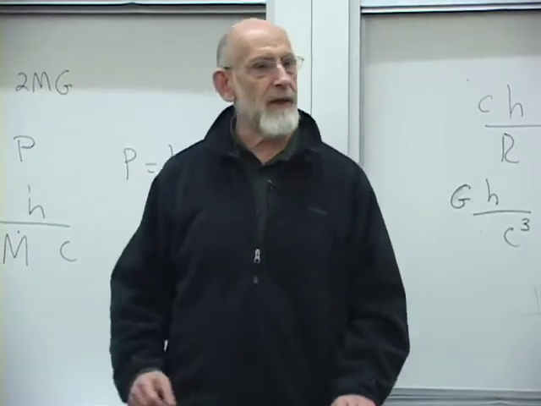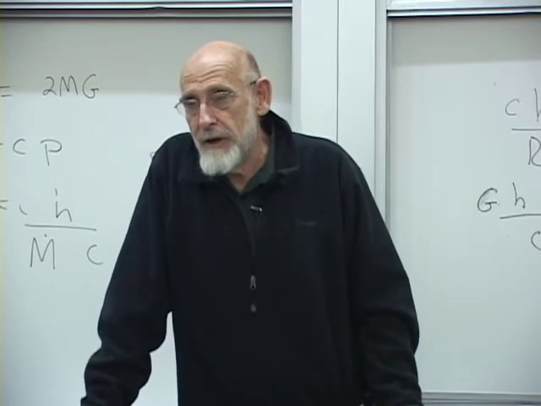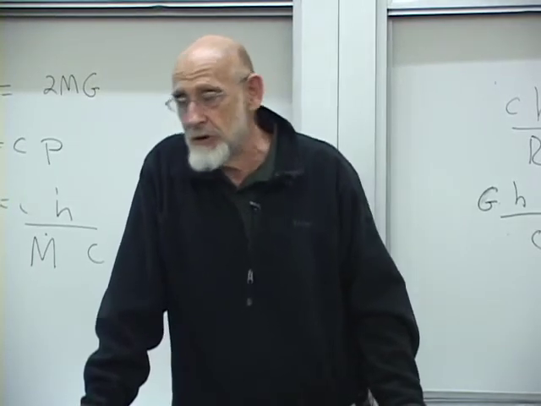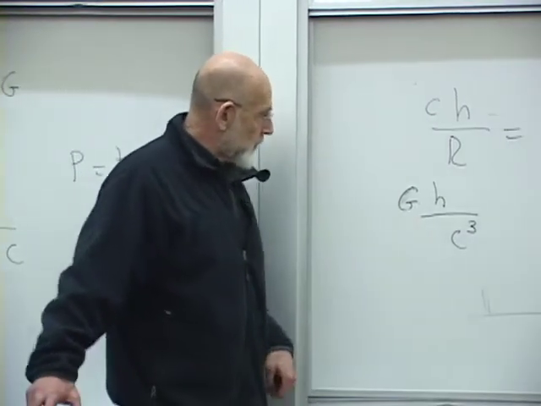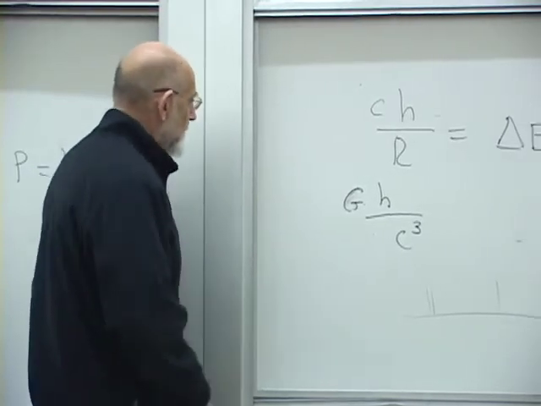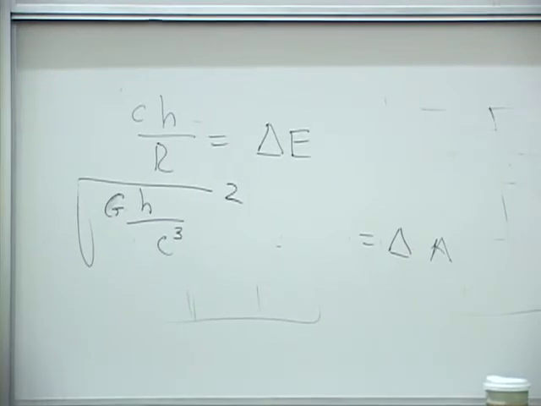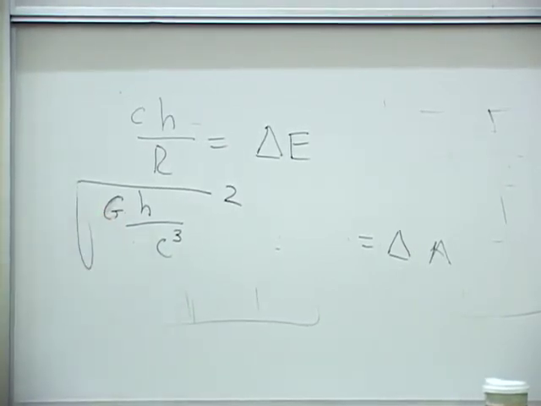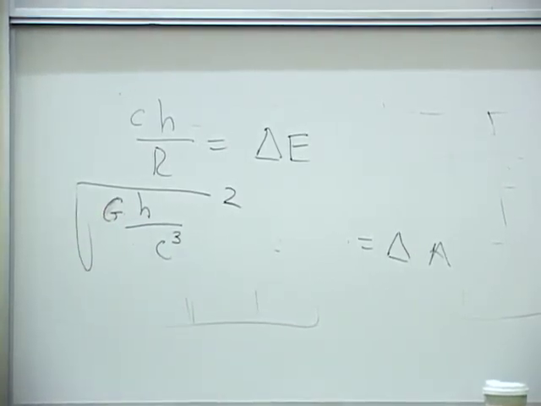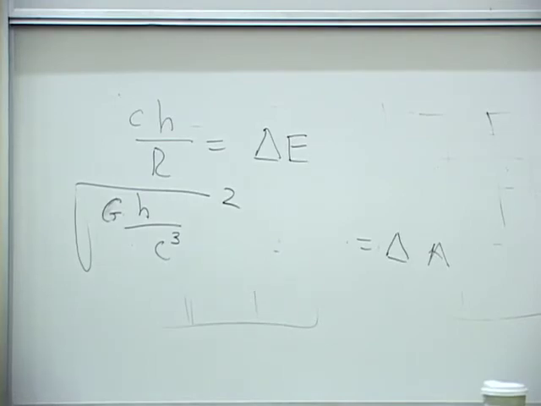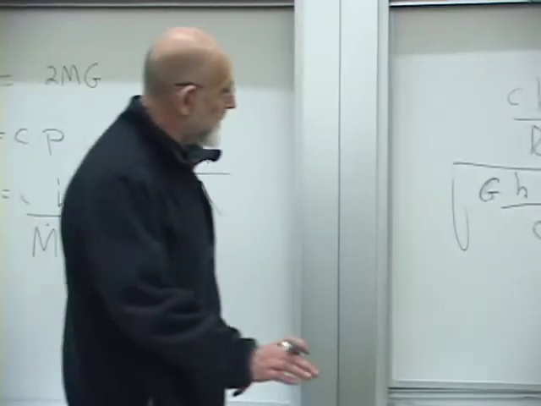Every area is the square of some length, of course. So this is the square of some length. It's the square of the square root. This quantity has units of a length. It's called the Planck length. And it's very small. Let's see if we can estimate it.